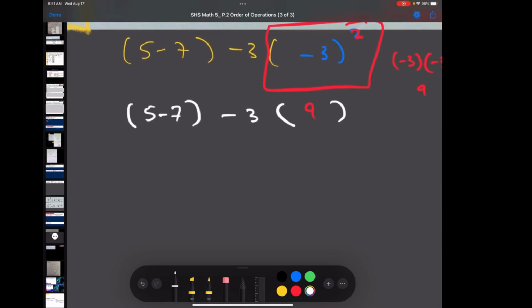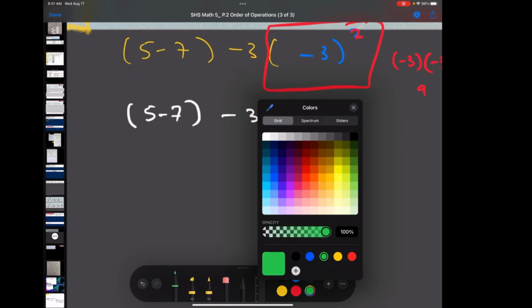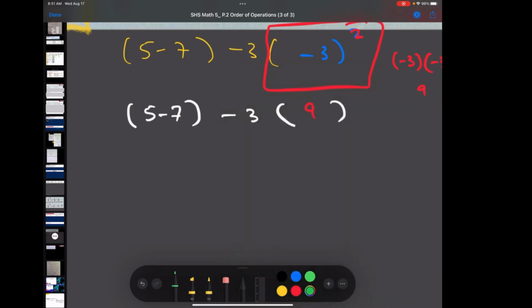All right, class, what should we do next? Multiply or parentheses? Yeah, 5 minus 7 is what? Negative 2, and then negative 3 times 9 is what? Negative 27. They're both on the negative team. We get what? Negative 29. Raise your hand if you got negative 29 as your answer.